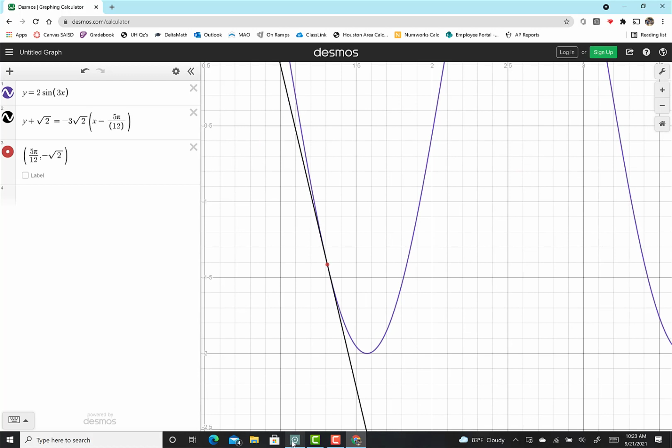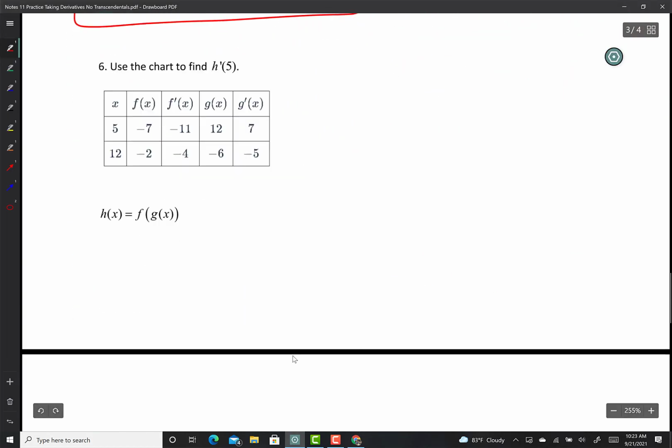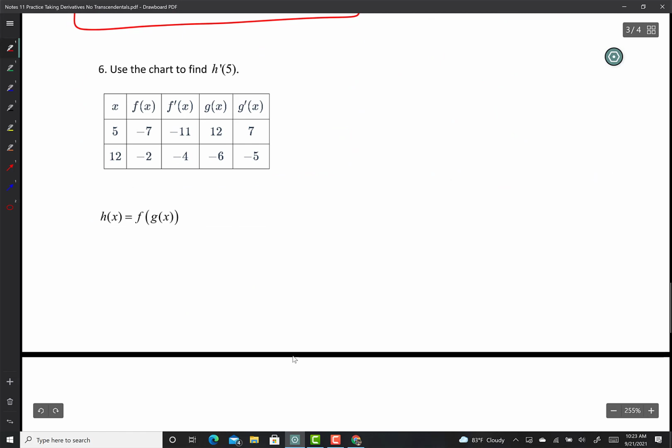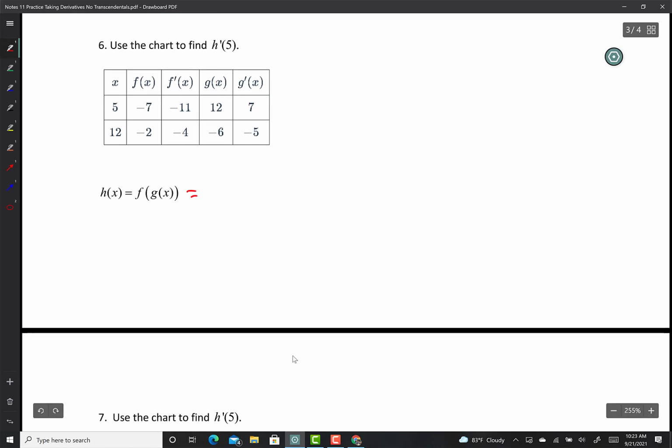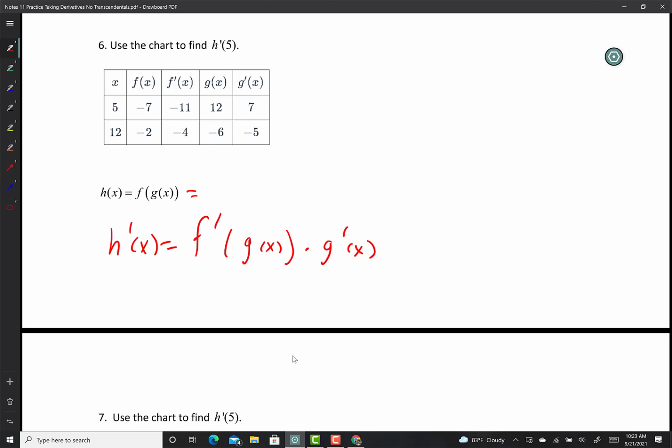Cool? All right. Use the chart to find h prime of 5. Hopefully you guys have already mastered this because we had a whole bunch of delta questions on these. So number 6 is just, all right guys, focus. Number 6 is just chain rule, basic chain rule. So here we go. H prime of x is equal to derivative of the outside, so f prime, leave the inside alone, times derivative of the inside. And we're just going to plug in. That's it. That's all you're doing.